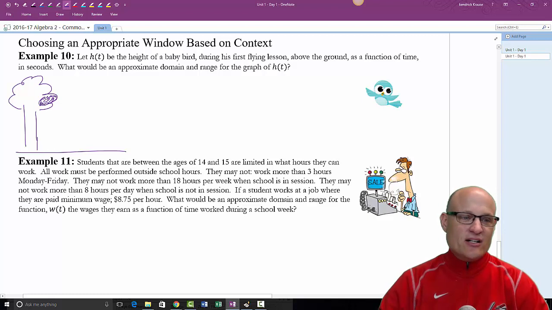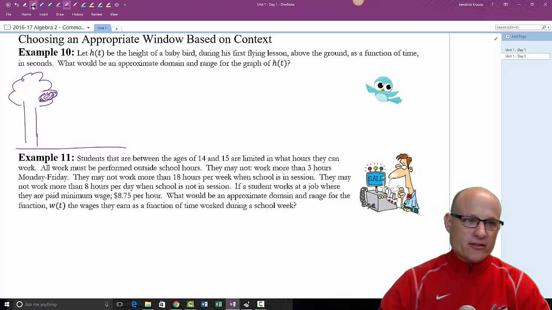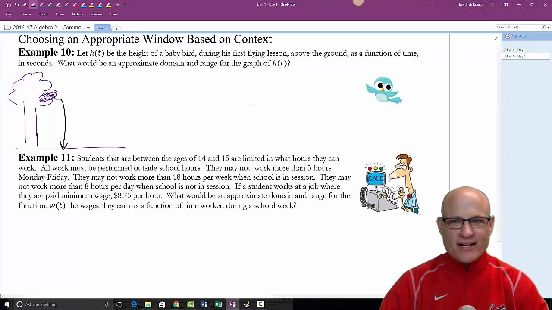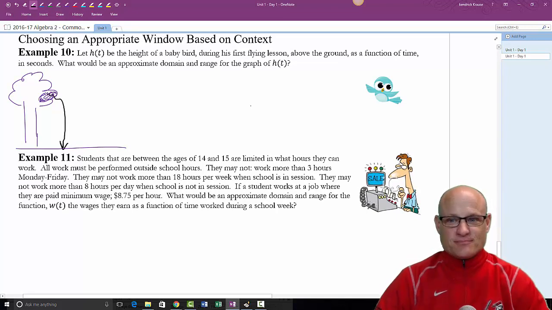Yay, mommy, yummy, what? You gotta fly? Oh. So I know you're thinking, wow, Mr. Krause, you are an artist. All right, don't tease me, okay? I don't like to be teased. But a bird comes out, flaps its wings, and crashes down to the ground, right? That's its first flying lesson.